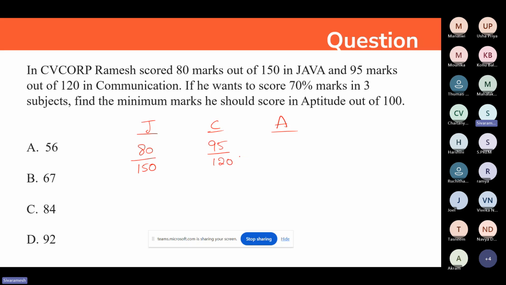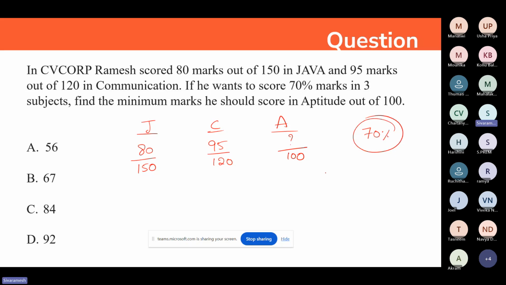If he wants to score 70% marks in three subjects, find the minimum marks he should score in aptitude out of 100. If you observe this question, out of 100 in aptitude, how many marks should he score? But they mention one condition: overall in all three subjects he should score 70% marks. In order to score 70% in all three subjects, first let's calculate the total. How many marks was the exam conducted for? 150.